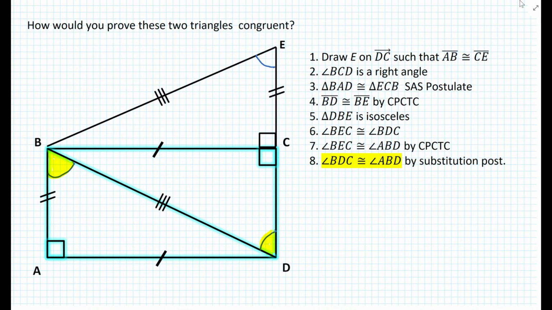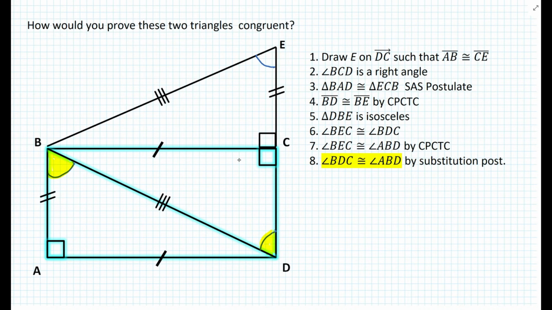So the question again is, are the two triangles congruent? Basically, triangle BAD and triangle CDB. Are they congruent or not? Well, the answer is yes, because now we have sufficient information to prove it.